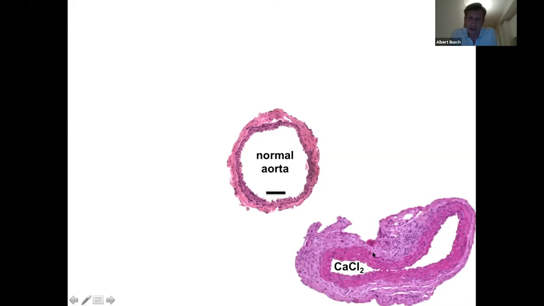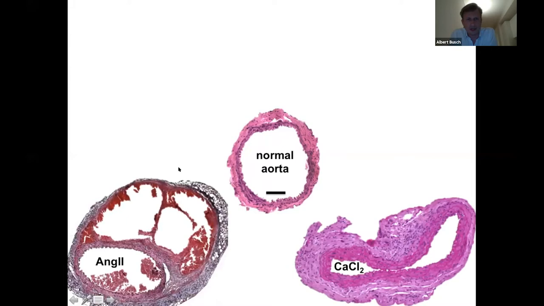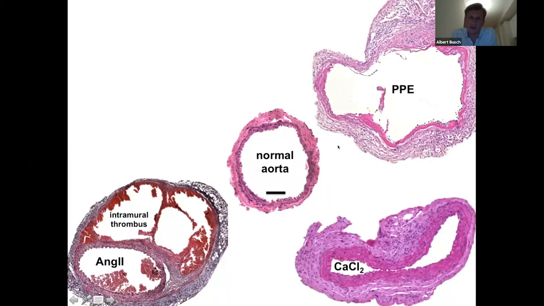Then, of course, there is the very famous and most frequently used angiotensin II model. You can also see a cross-section here. After implanting an osmotic mini pump in mice and administering angiotensin II to hyperlipidemic mice, they get this dissection sort of aneurysm. You can see that in most cases the media is still very much intact, and we do see this large intramural thrombus, actually this large dissection going on in these animals. One model that has also been frequently used in the past is the so-called PPE model, so the intra-aortic perfusion with porcine pancreatic elastase.